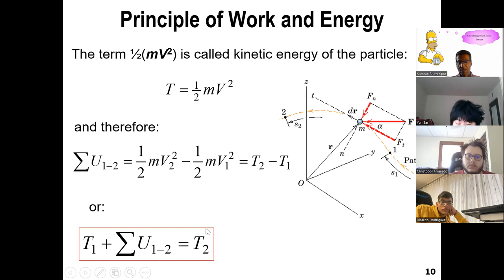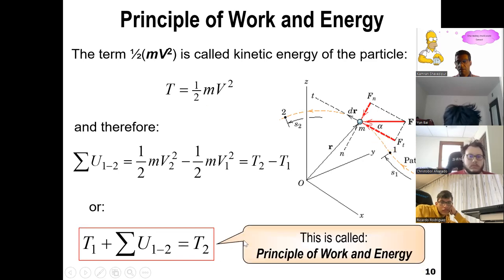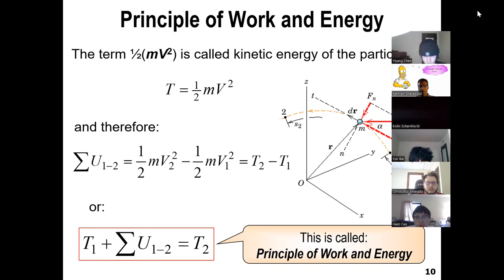which means the final kinetic energy of the system is the initial kinetic energy of the system plus the work of external forces. And we call this the principle of work and energy. Any questions?